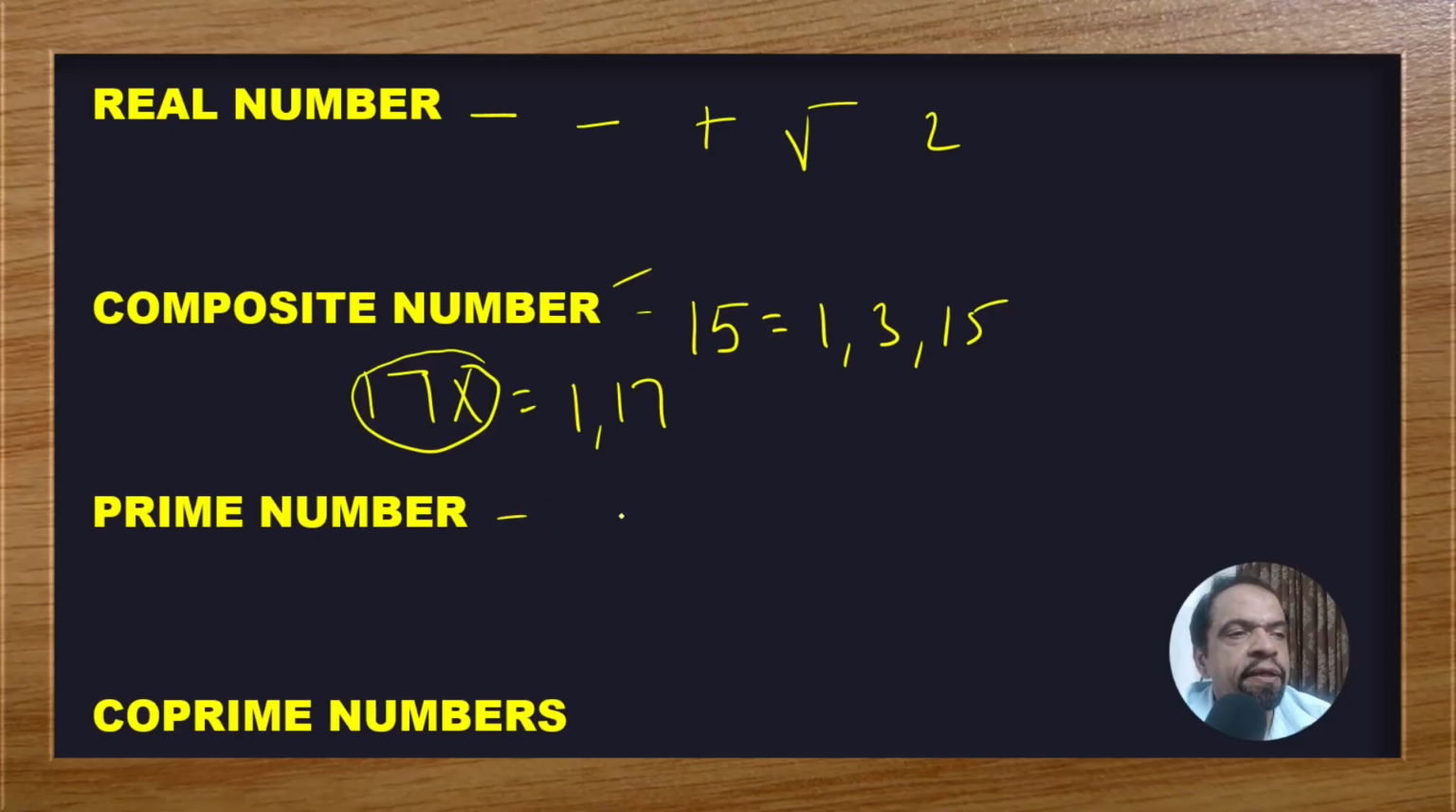Prime number has only two factors. We can say 17 is a prime number because of one and itself, or simply we can say which does not fall in any table.